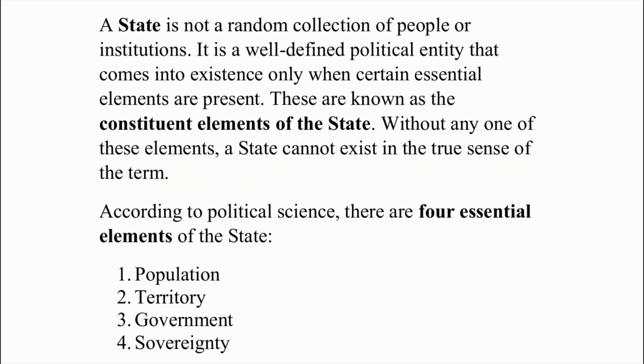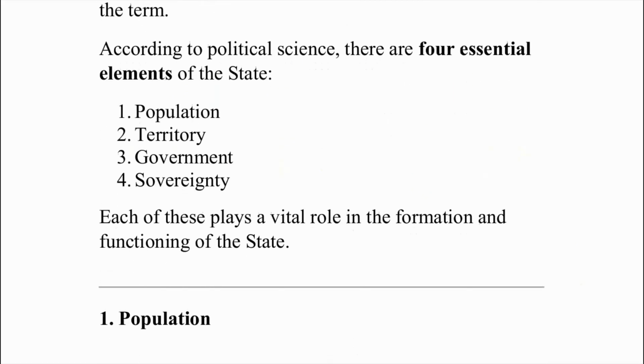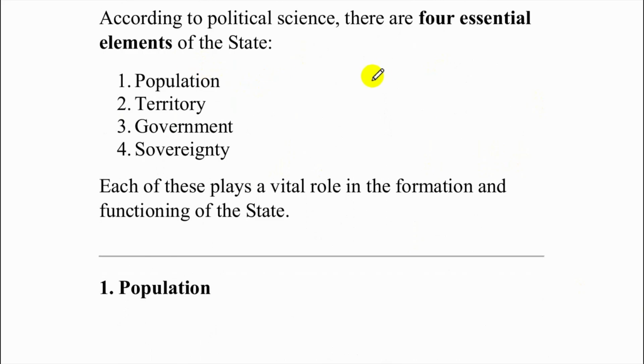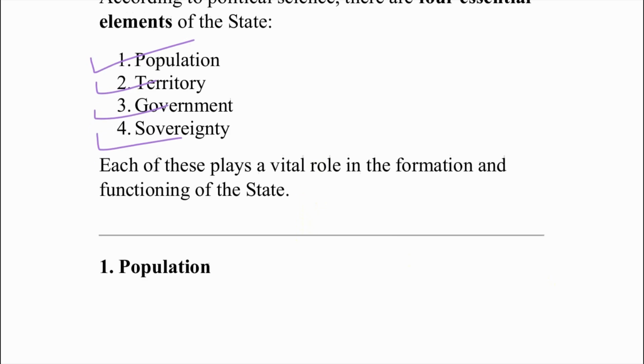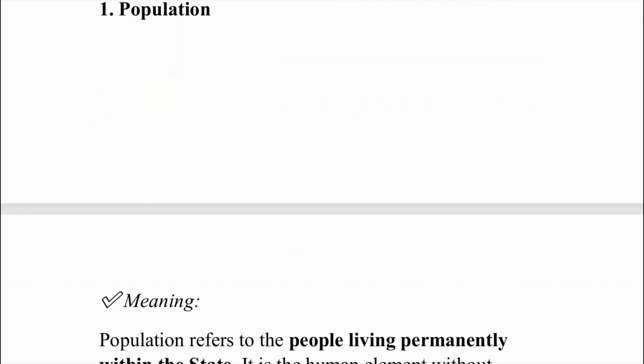According to political science, there are four essential elements of the state, which we have already covered in the previous videos, but here in this part I'm covering them in more detailed explanation. So let's look at the four components of a state, which are population, territory, government, and sovereignty. Each of these plays a vital role in the formation and the functioning of the state. Let's look at the population first.